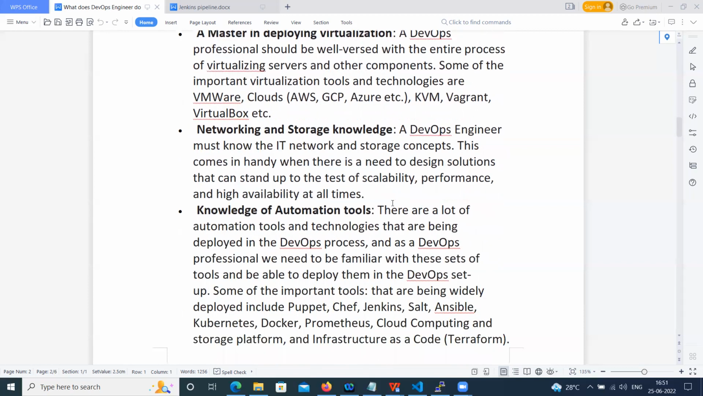Next, you should have practical knowledge about the automation tools commonly used in IT projects. There are a lot of automation tools and technologies that are deployed in the DevOps process. As a DevOps professional, we need to be familiar with this set of tools and able to deploy them in a DevOps setup. Some of the important tools widely deployed include Puppet, Chef, Jenkins, Salt, Ansible, Kubernetes, Docker, Prometheus, cloud computing, storage platforms, and infrastructure as code with Terraform. These are some of the most used tools you should have knowledge or practical experience of to become a DevOps engineer.